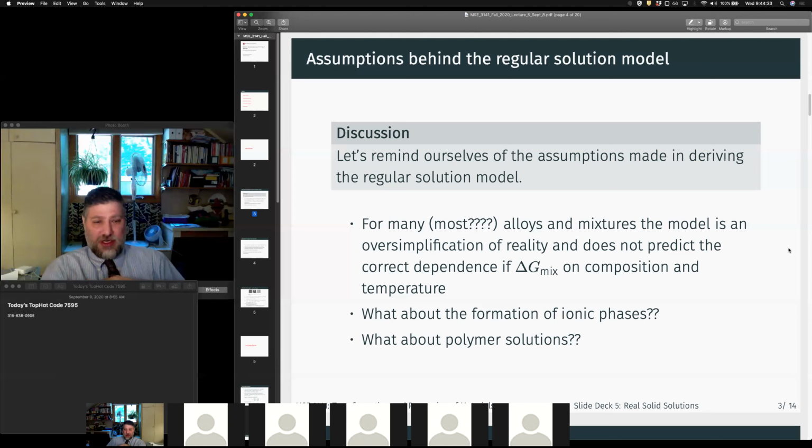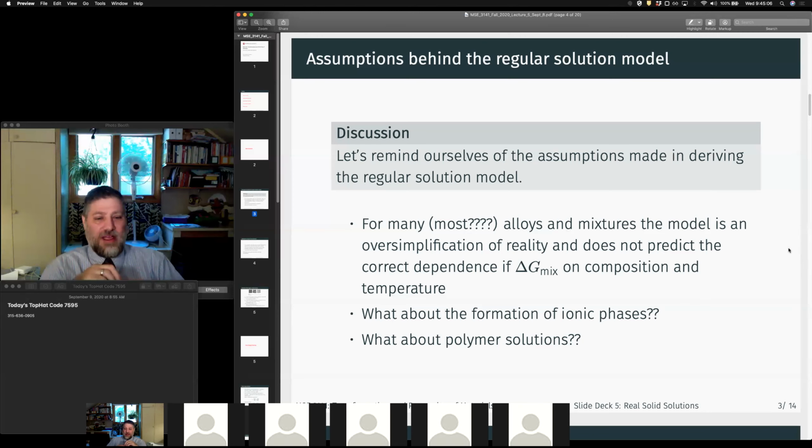For most alloys and mixtures, this model is really an oversimplification of reality and doesn't predict the correct dependence of our Gibbs free energy of mixing on composition and temperature. There is a saying that all physical models are lies that help us see the truth about the world. There's another saying that all models are wrong, but some of them are useful.